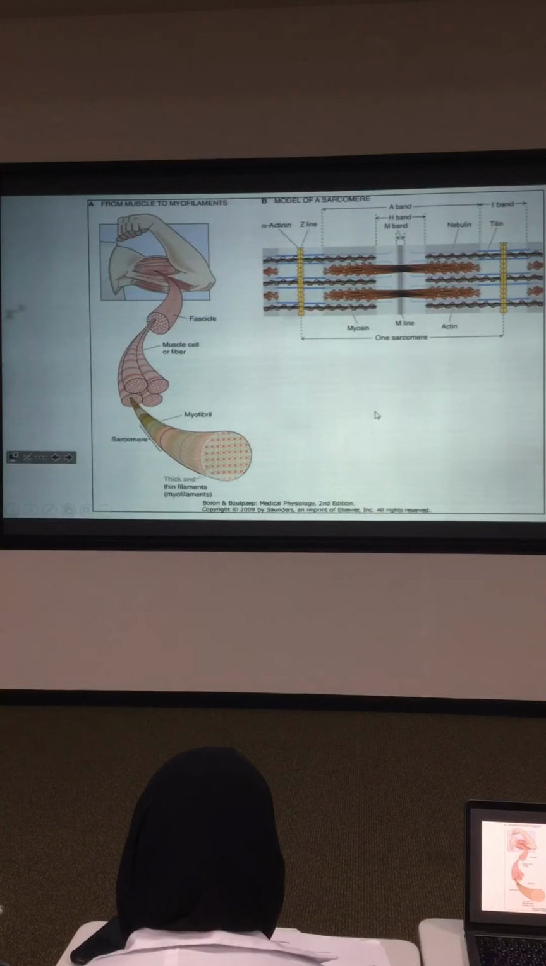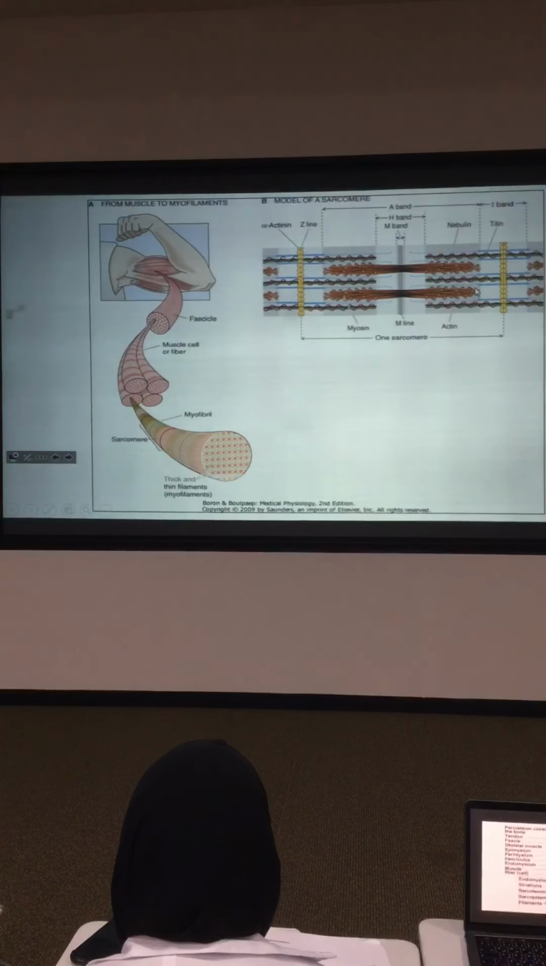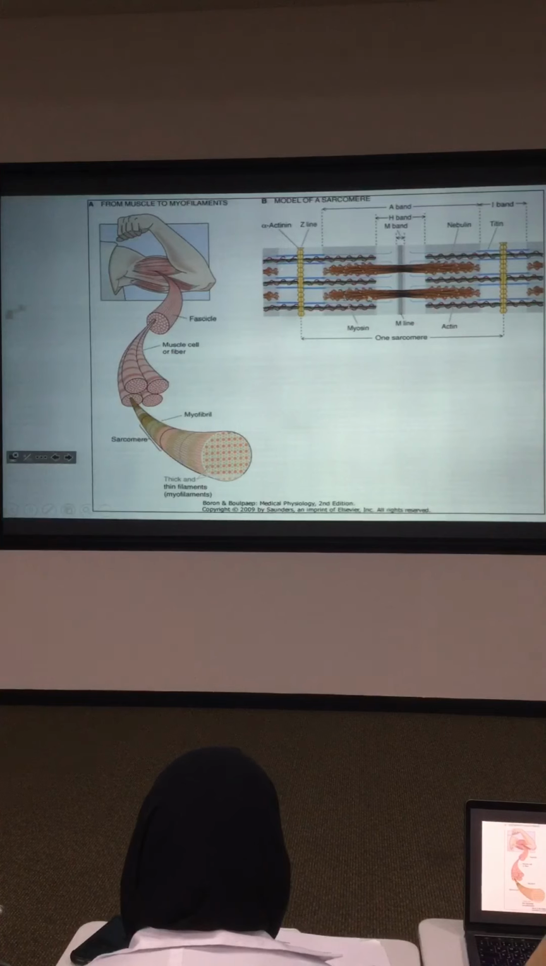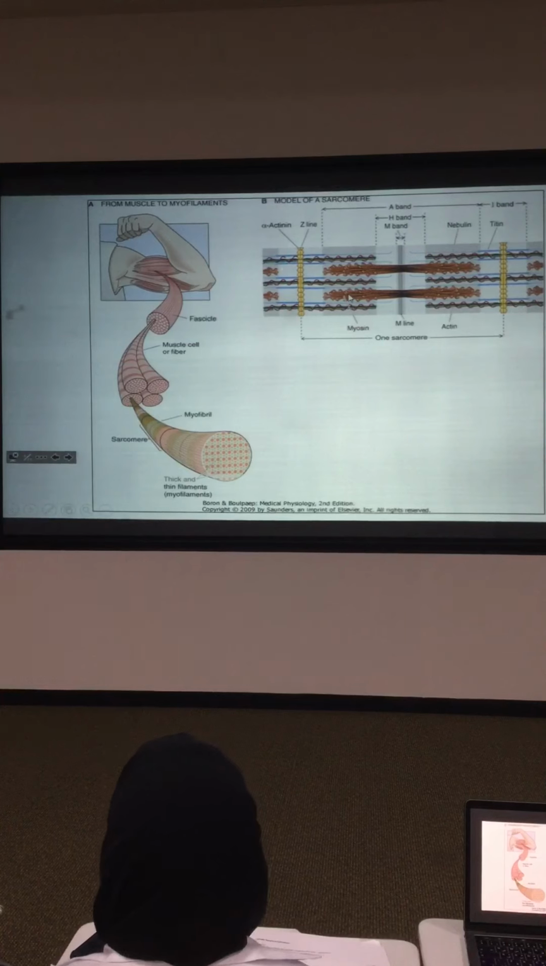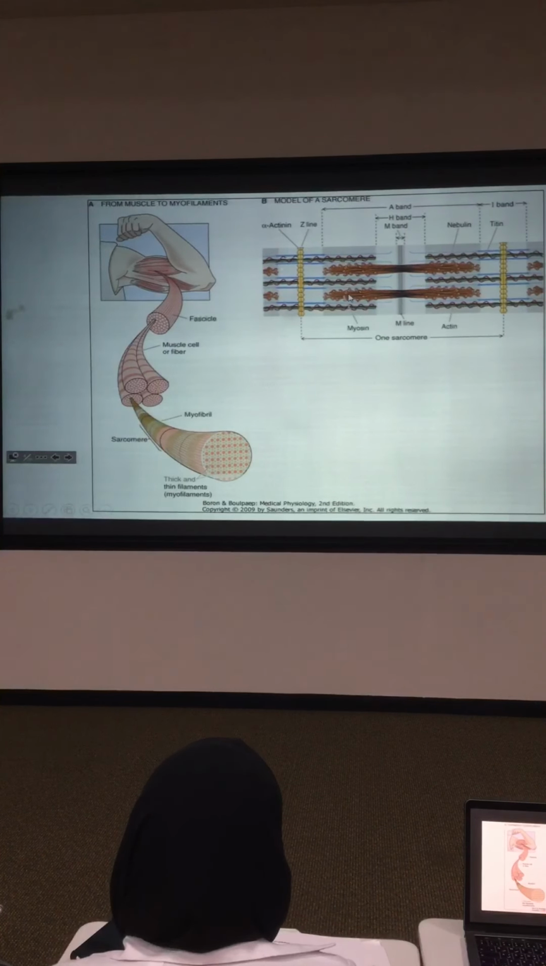Now centrally, in between the actin, myosin is a larger protein. It is present there. Myosins are held by a central M line. That means myosins are centrally placed, and if you look at the three-dimensional picture, the actins are around the myosins. Actins are attached to the Z line.